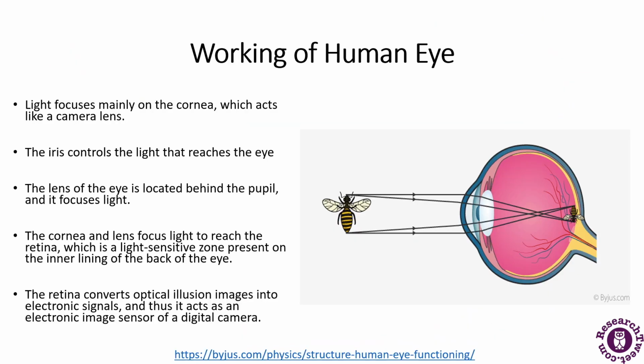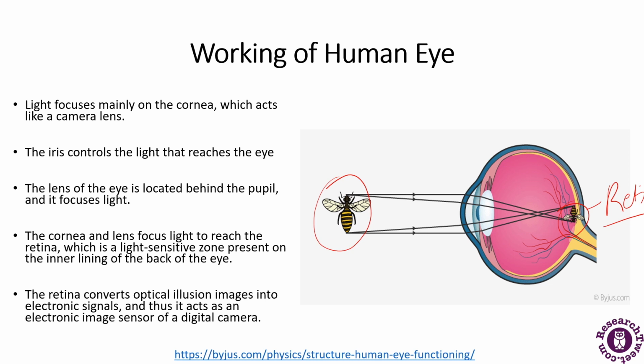Now, how does the eye function? What is the working of the human eye? As in the diagrammatic representation, you can see there is a bee which the eye will see, and on the retina, this is the retina, an opposite image is formed. So what are the steps here?